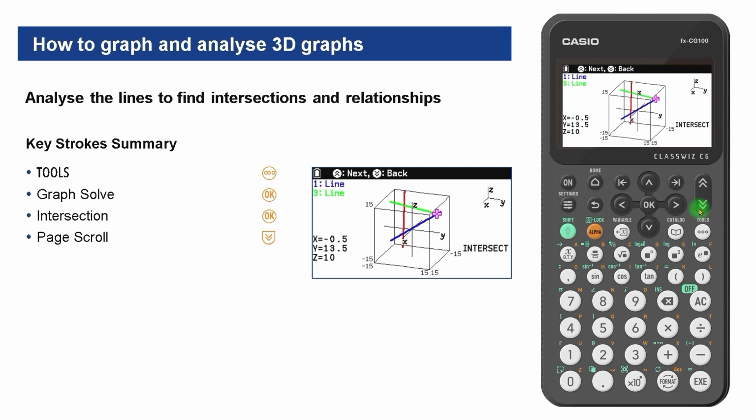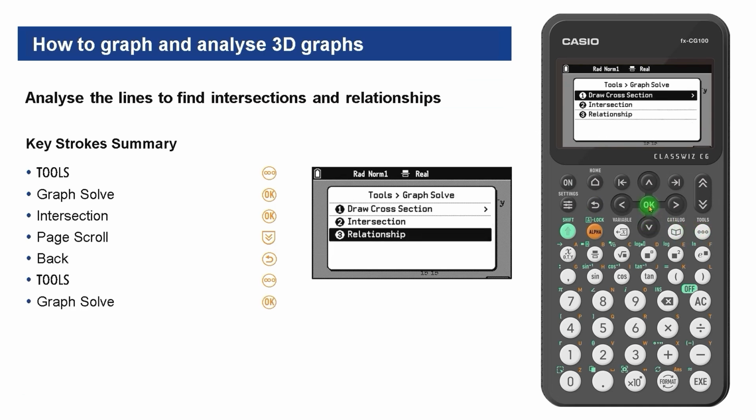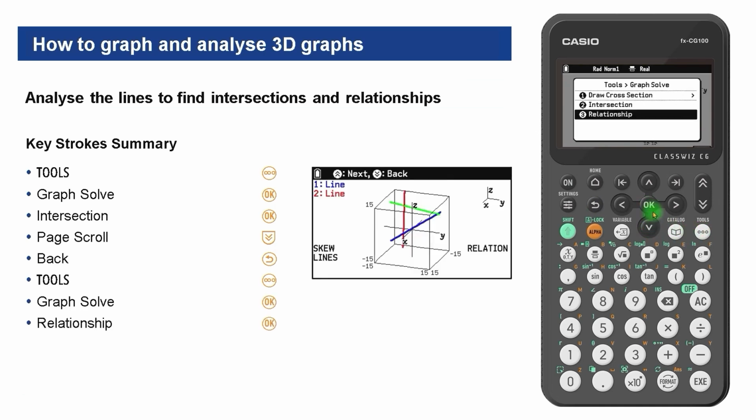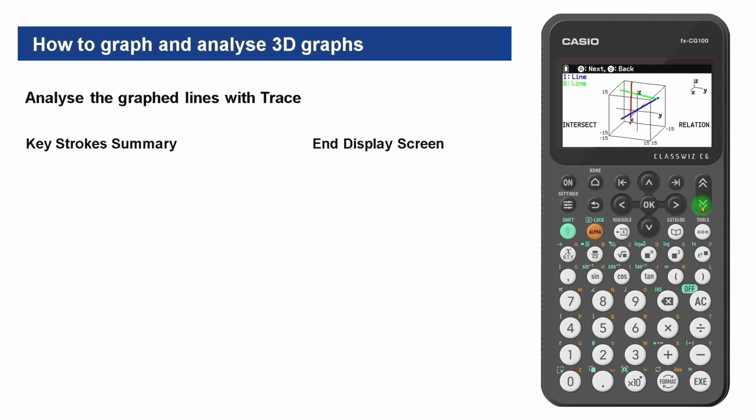To investigate the relationship between lines, press back to end the analysis. Then Tools and Graph Solve again. Now select Relationship. Lines 1 and 2 are skew, hence no intersection. As expected, the other lines' relationships are given as intersect. Orthogonal, parallel, and coincident relationships can also be found. Additional trace analysis of lines can move a point along a line to show coordinate values.